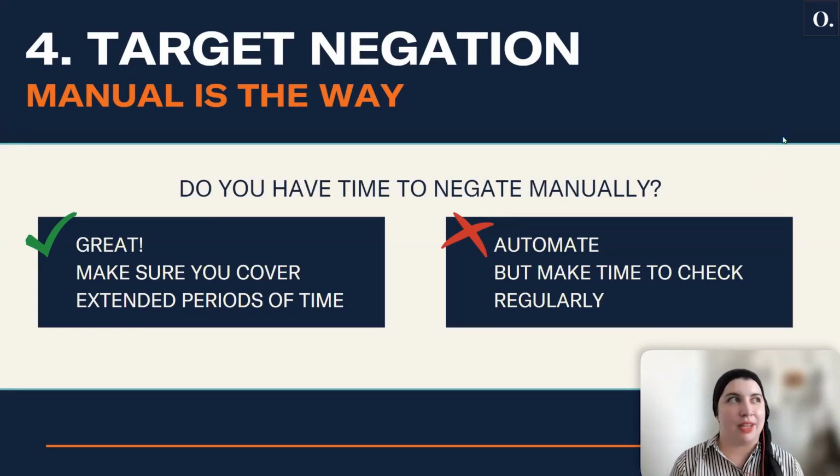I am a huge fan of negating targets manually because of the reasons mentioned above. If you have the time, maybe once every 2 weeks, to go through search term reports and negate targets manually, then definitely go for it and cover extended periods of time. If you don't have the time to negate manually, then set up automation rules to negate targets, but make sure that you take the time to check what has been added as a negative regularly, so you can spot targets that might have been negated by mistake and bring them back to life.